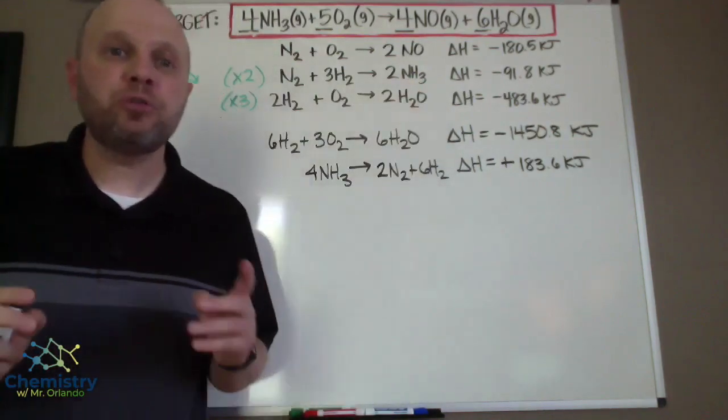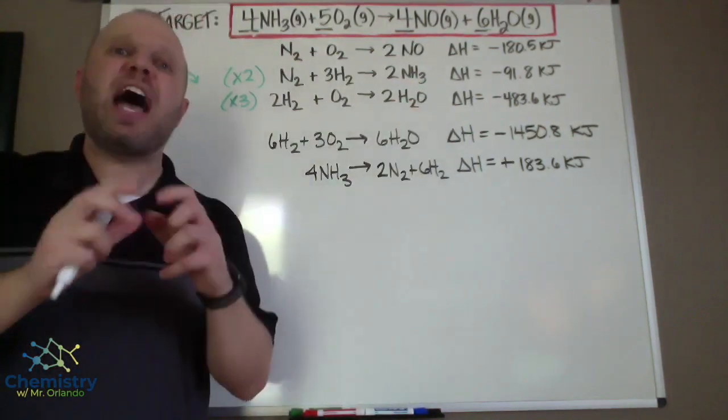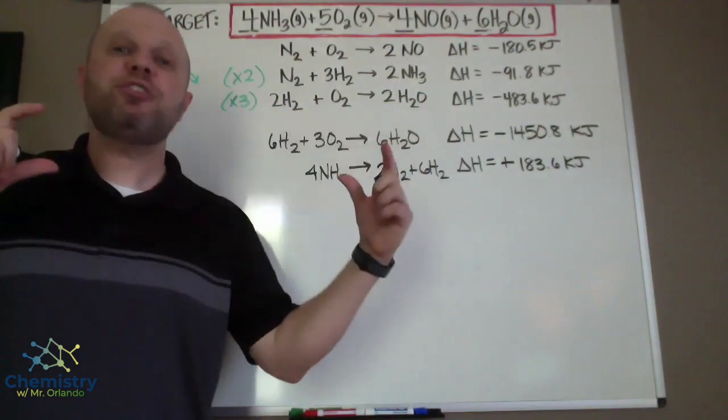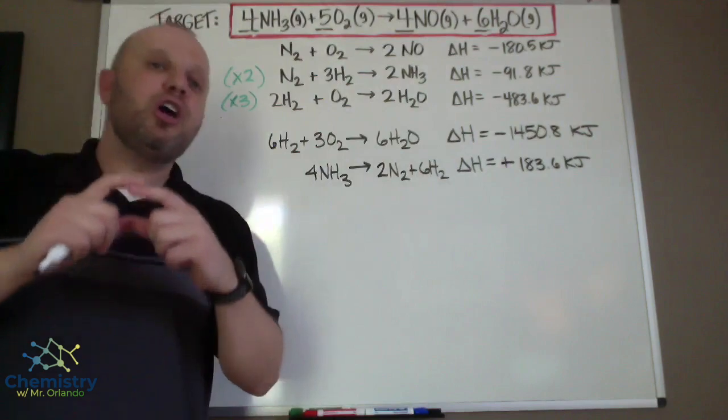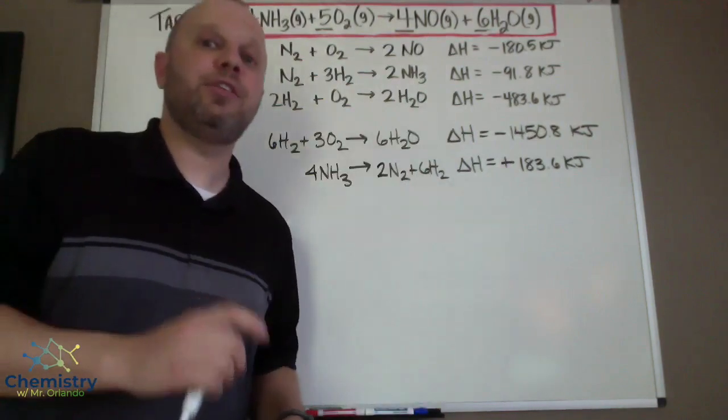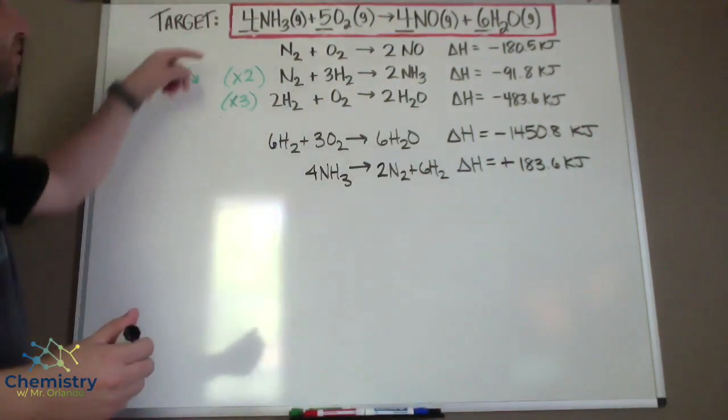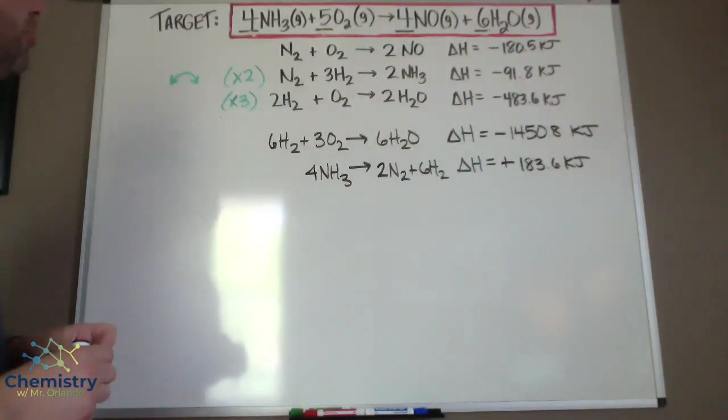You don't just multiply the one thing that you need. You have to keep all of the coefficients in the same ratio. So if you need to multiply something by 2, you have to multiply everything by 2. Okay, so we've now used 2 of our 3 equations. Let's take a look at our last equation.